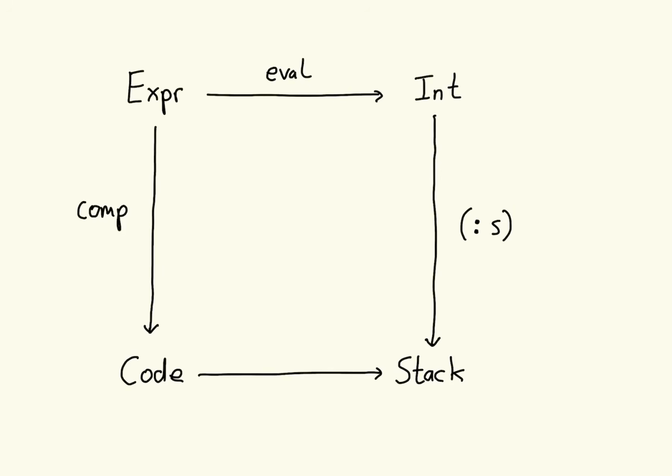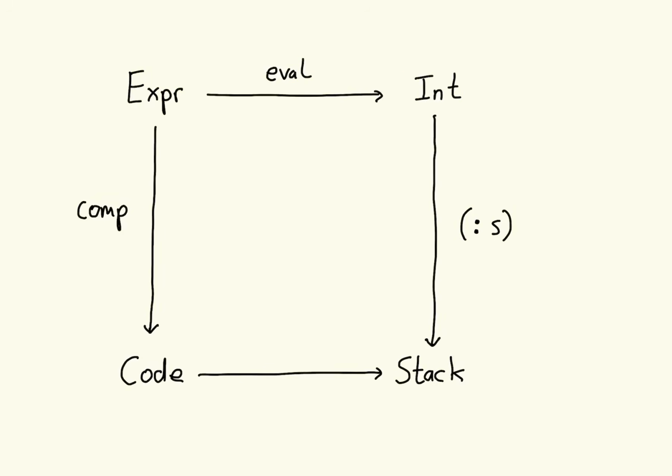And this is a bit of Haskell notation here. This is called a section. And what this is going to do is take any integer and then put that integer on the start of the list s. So in particular, s is going to be a stack. So this is going to put whatever integer we obtained up here onto the stack s. So you can imagine now following around the right-hand path. If we take an expression and then we evaluate that expression, we will get a number, and then we can put that number onto the start of the stack s, and that will give us a final stack. So that's one way round the square.